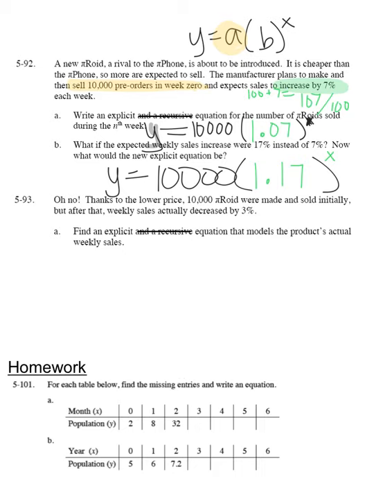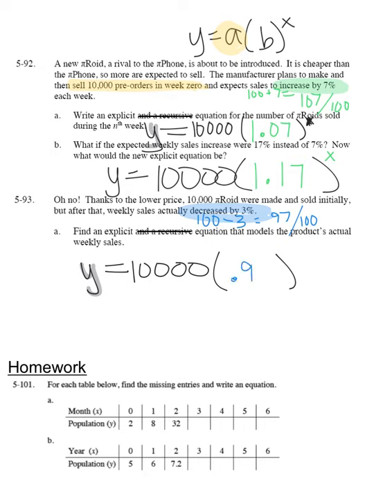The last one I'll do with you is number 93. Oh no, thanks to the lower price, 10,000 Pyroids were made and sold initially, but after that, weekly sales actually decreased by 3%. So if we start building an equation, y equals, we start with 10,000 Pyroid phones still, but now the sales are going to decrease. So we start at 100%, but we have to go down by 3%, which gives us 97%. We keep 97% of the sales, and we divide that by 100 to write it as a decimal, and it is 0.97. And then we just put x as our exponent.